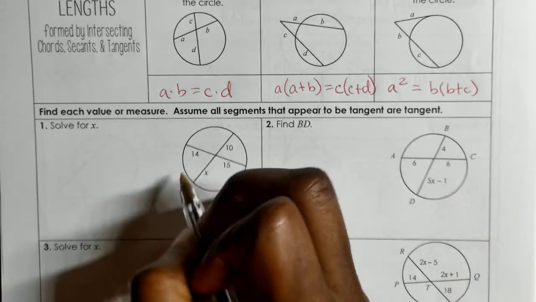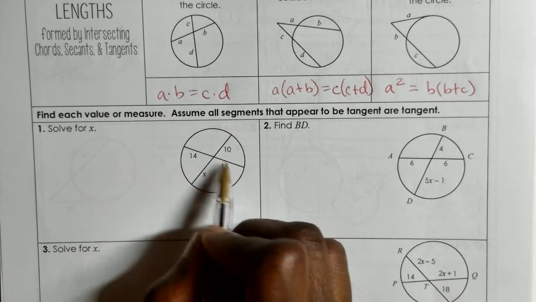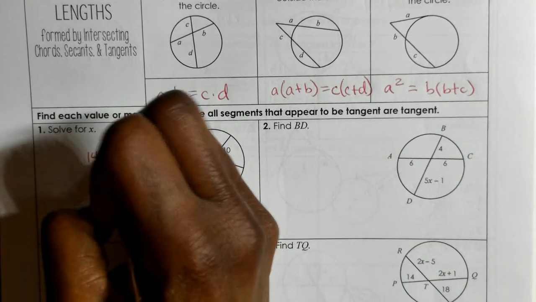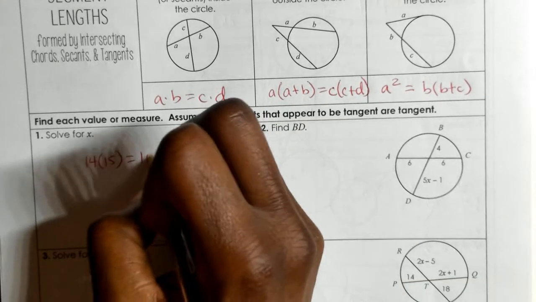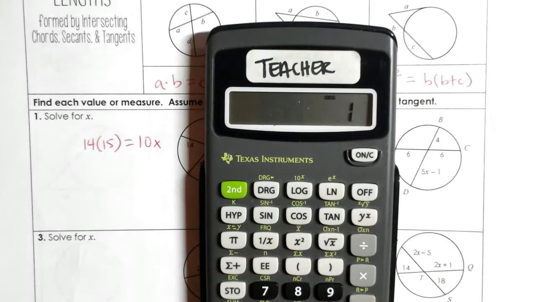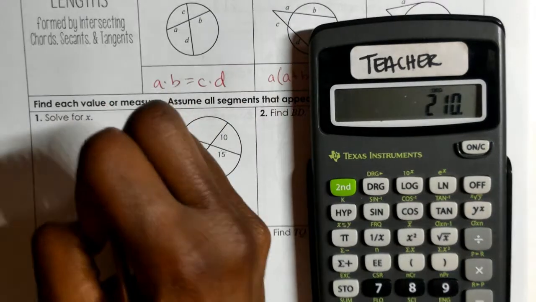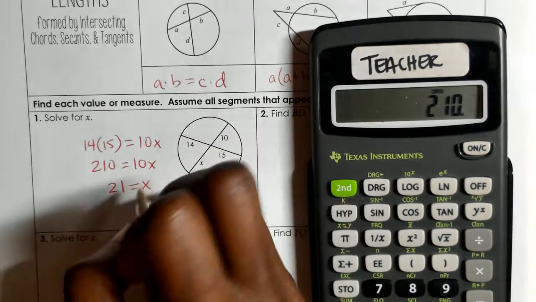Okay, so for this one, A and B are the two segments on the same line. So it could be these are A and B or these, but 14 and 15 would get multiplied together. They're on the same line, and then 10 and x would be on the other side of the equation multiplied together. And then you'd just be evaluating that. So 210 equals 10x, and dividing by 10, x equals 21.